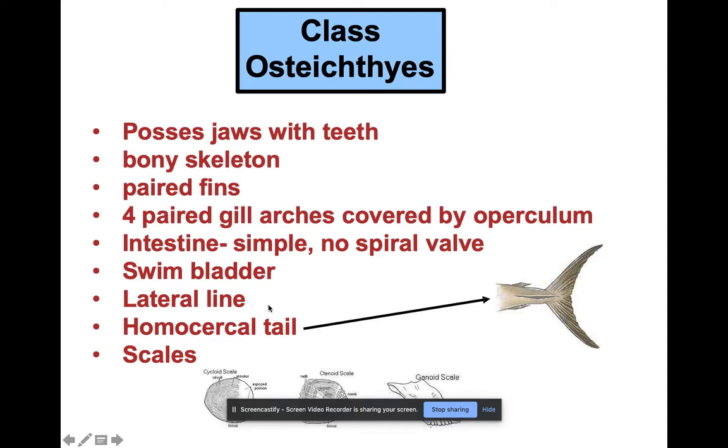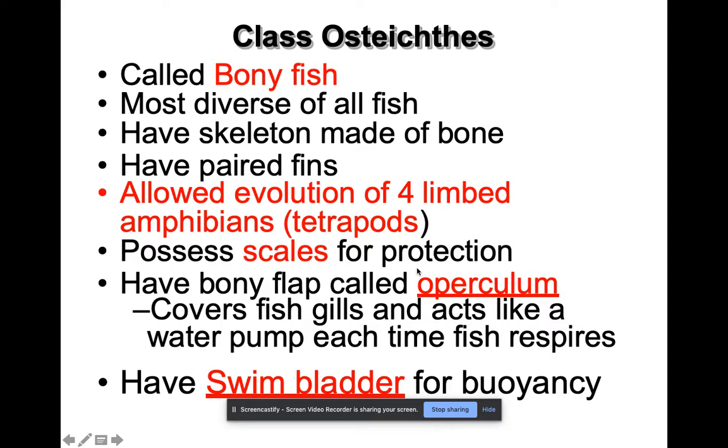They do have a swim bladder and a lateral line. Most have scales, not all, but most. In the intestines, there is no spiral valve, so essentially no long appendix-like structure there. They have paired fins, which allow for the evolution of the tetrapods. That's really depending on what lineage and taxonomy you go to.